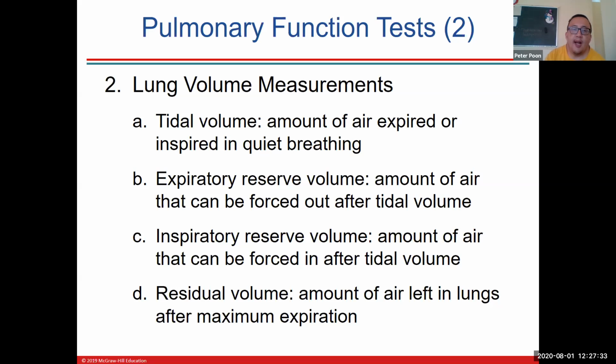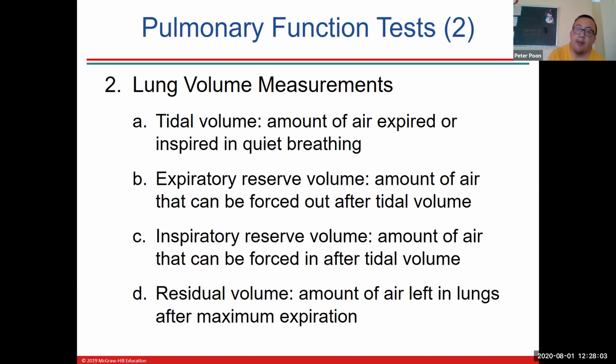The expiratory reserve volume is the amount of air that can be forced out after tidal volume. So you take a normal breath in and then you breathe out as much as you can. That is the expiratory reserve volume. The inspiratory reserve volume is when you're breathing normally and then you all of a sudden suck in as much air as you can.